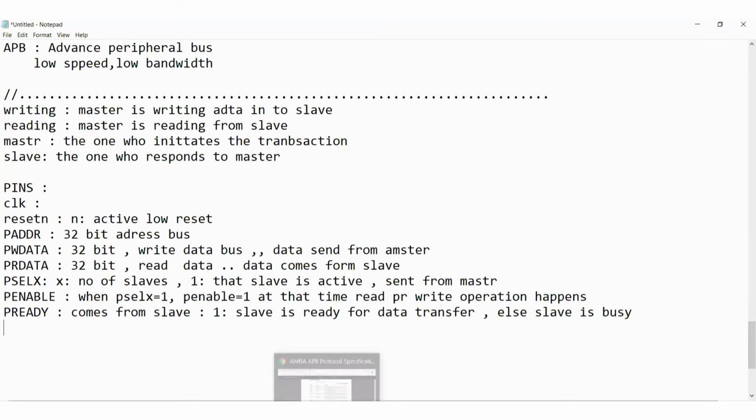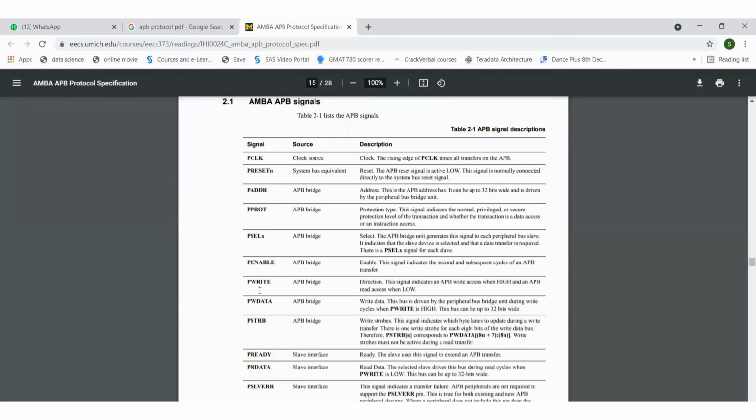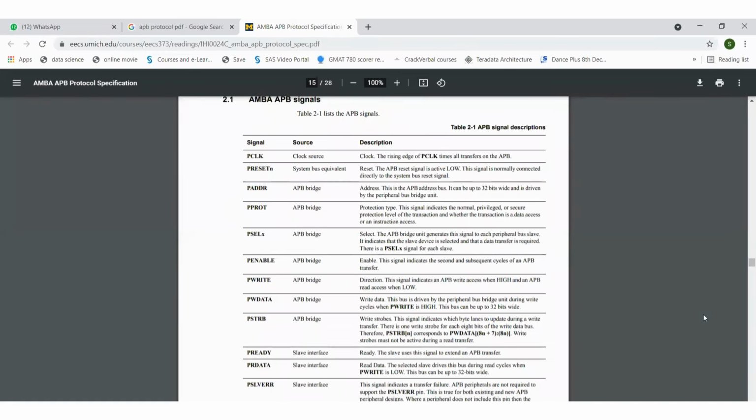This is a total of 1, 2, 3, 4, 5, 6. So PENABLE, PWRITE, PWDATA, PADDR. Okay. Then these are the main important signals.